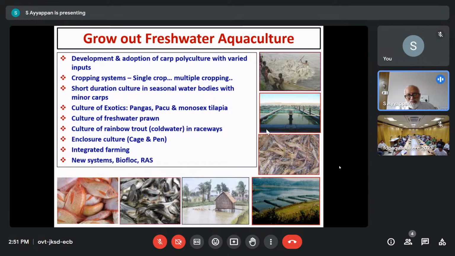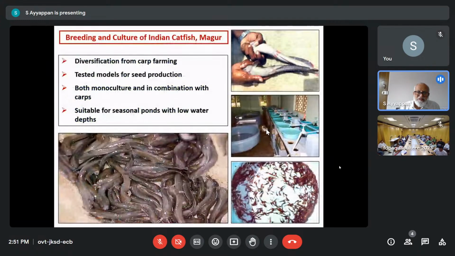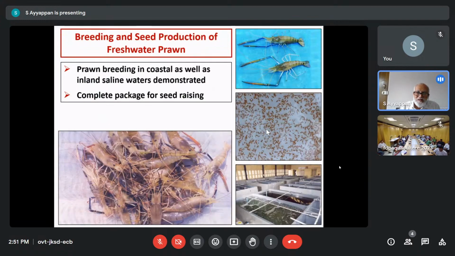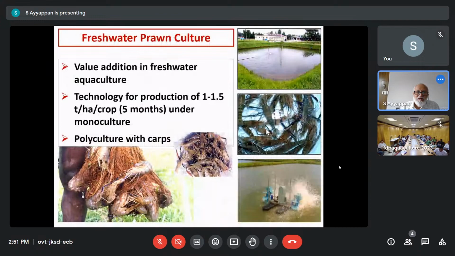Single cropping, multiple cropping, continuous stocking, because people are able to hold fingerlings in another rescue tank adjacent. So continuous stocking and continuous harvesting possibilities. Then there's the catfish, again the breeding culture, mostly magur, some singi, or the scampi farming again coming back. It could be up to a ton or more per hectare per crop.